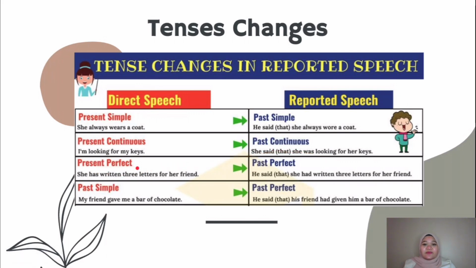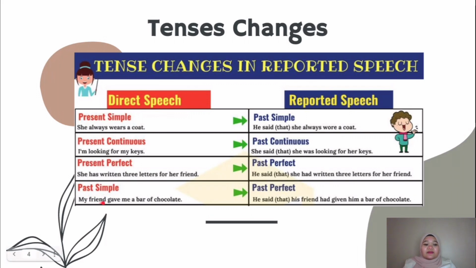Next, present perfect. "She has written 3 letters for her friend." We change to the past perfect, which is, he said that she had written 3 letters for her friend. You see, the word written remains the same. The one that we change is has. Has, when we change to the past, it will become had. Okay?